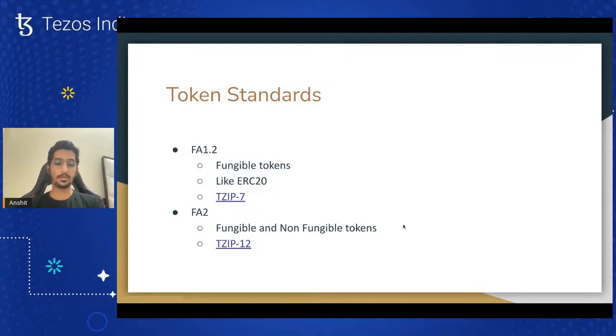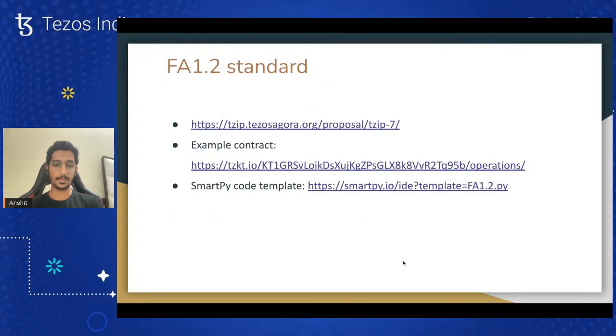And FA2 is a more versatile standard, and it can be used to create fungible as well as non-fungible or even semi-fungible tokens. It can be used to create multiple fungible tokens inside the same contract, and it is defined in TZIP 12. So let's get into the FA1.2 standard now.